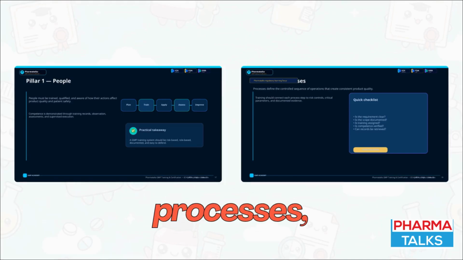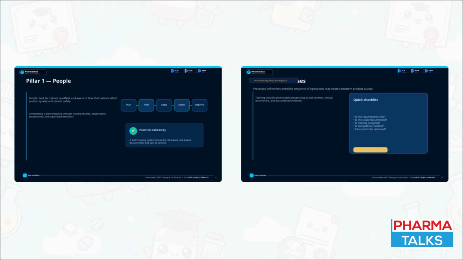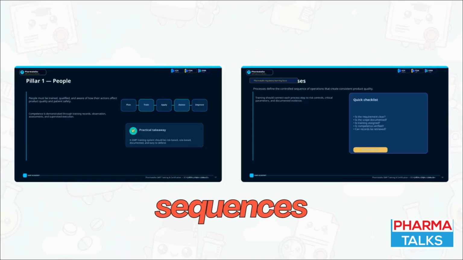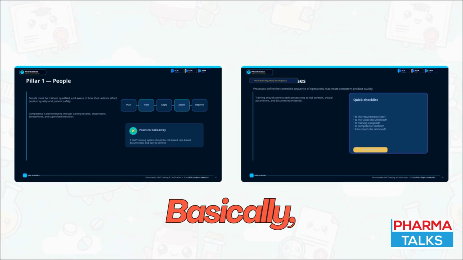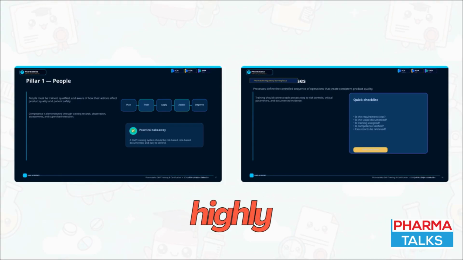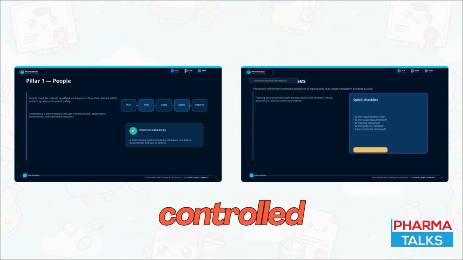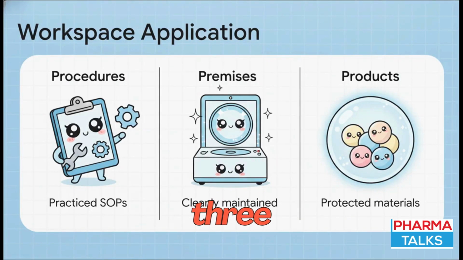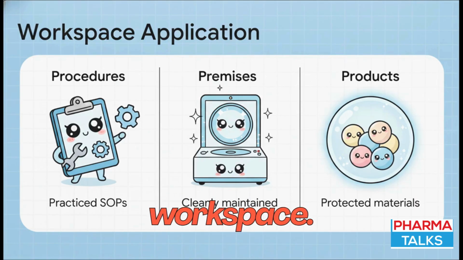For Pillar 2, processes, those highly trained people have to carefully execute controlled sequences of operations. Basically, you absolutely cannot have consistent product quality without highly competent people running tightly controlled processes. They go hand in hand. Then, the final 3 pillars translate those requirements directly into your physical workspace.